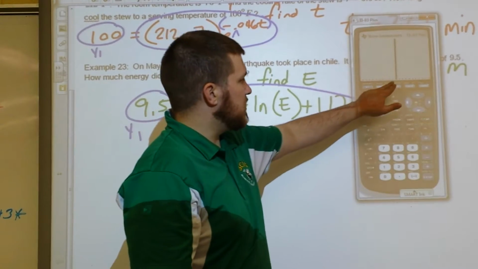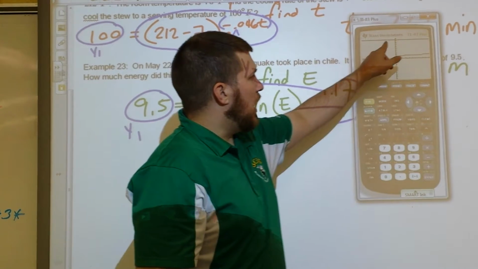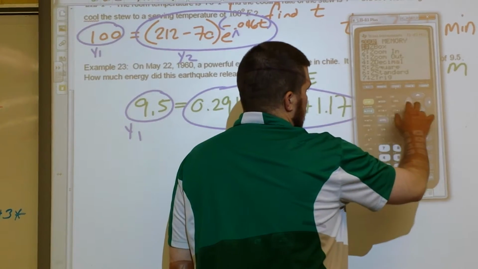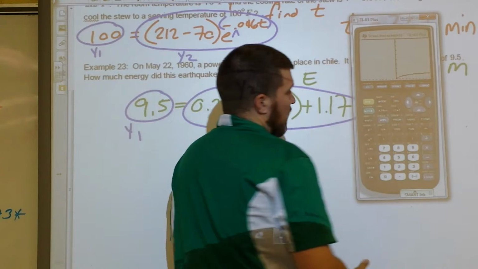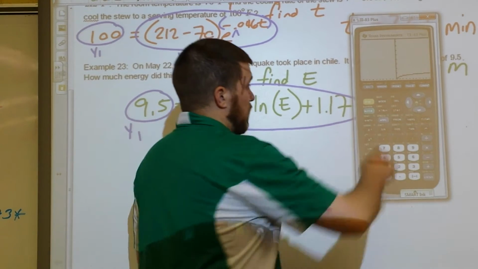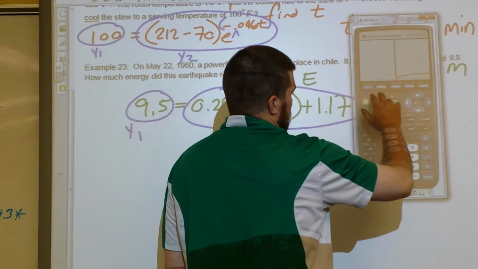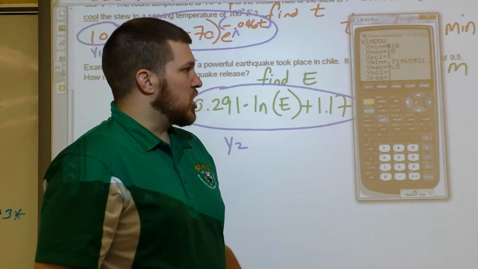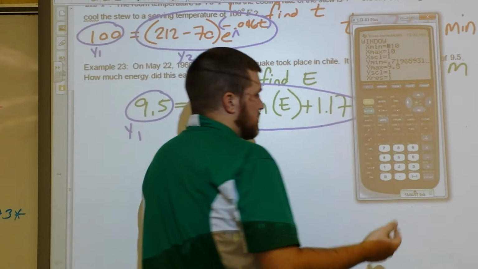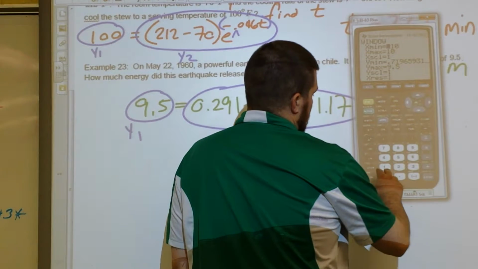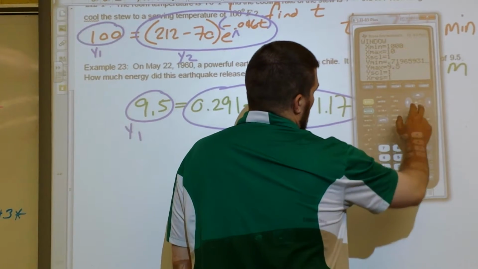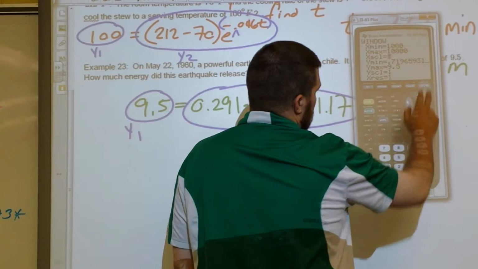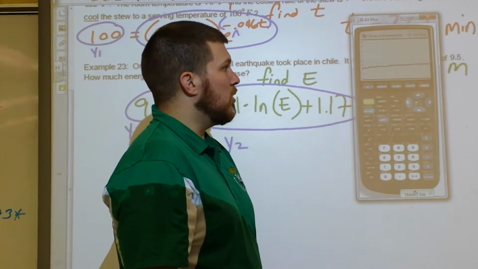Every time I do a new graph, let's hit zoom 6. Obviously, my point of intersection is going to happen somewhere way out here. So I'm going to try zoom fit, which is zoom option 0, and see if that helps. It doesn't, because my point of intersection is still somewhere way out here. So I'm going to change my window. My energy is represented by X, so I'm going to change my X min and X max. Energy is going to be pretty big, so I'll change X min to 1,000 and X max to 10,000. Still no points of intersection.